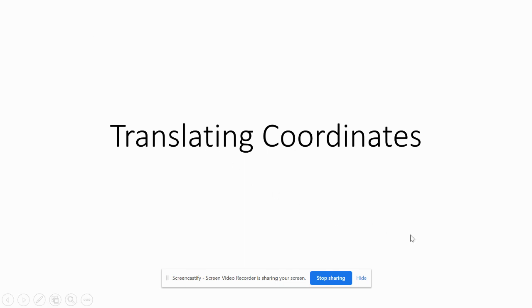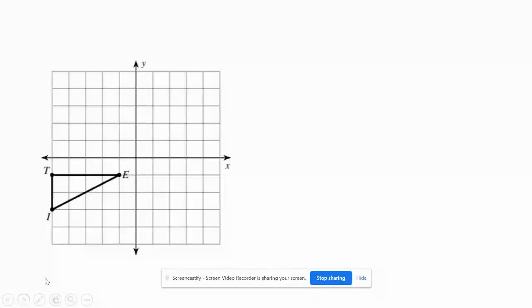All right, guys. So yesterday we talked about finding the coordinates on a coordinate plane and identifying the different positions of them. Today we're going to talk about translating those coordinates across the plane. So, depending on what direction I tell you to slide it, that is where you move your coordinate to. Okay. So let's look at an example.